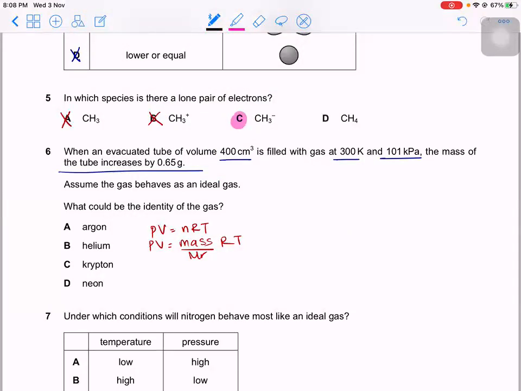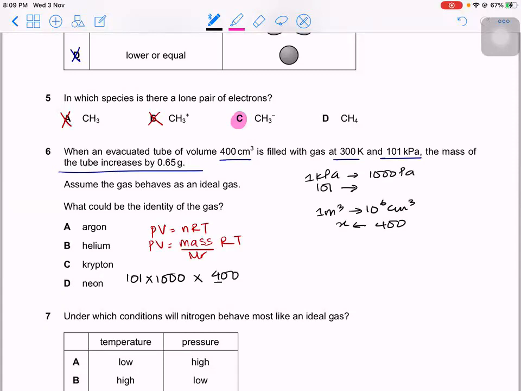Let's convert it to pascals. 1 kilopascal has 1000 pascals, so 101 would have 101 times 1000. Volume is given to you in cm³. Let's convert it to m³. 1 m³ has 10 to the power 6 cm³, so 400 cm³ would have x, and that x is 400 divided by 10 to the power 6, or you can write it as 400 times 10 to the power minus 6.